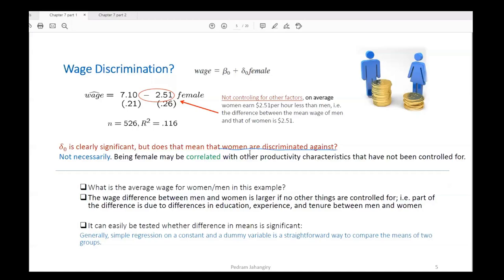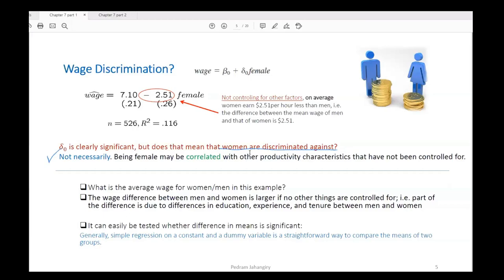If you control for education, control for experience, control for location, control for industry, maybe, yes, females are still earning less, but maybe the magnitude is not that big. It's not $2.5 per hour, okay? So that's the idea. The answer is not necessarily.